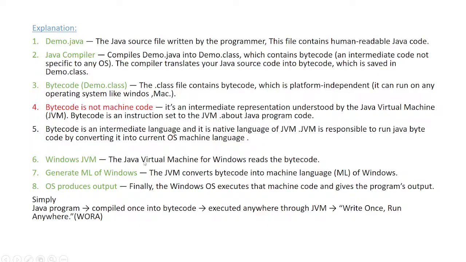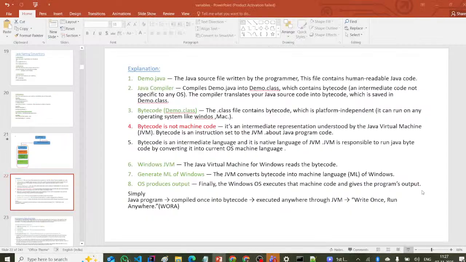After that, what does the Windows JVM do? The Java Virtual Machine for Windows reads the bytecode. Why? Because the native language of the JVM is bytecode only. Then the JVM will convert the bytecode into the machine language, nothing but the ML of Windows. In my case, Windows. In another case, Mac OS. Finally, our operating system, Windows OS, executes that machine code and gives the program's output.